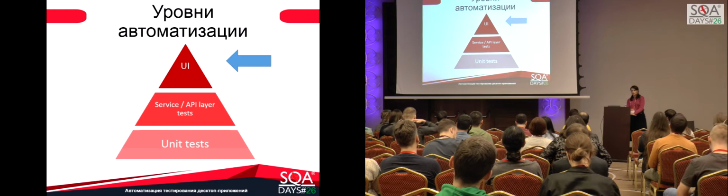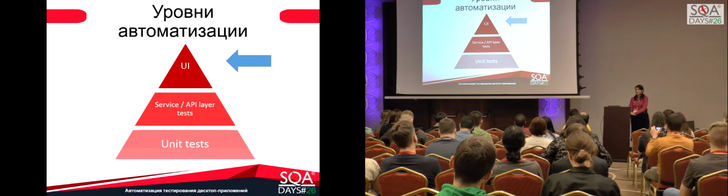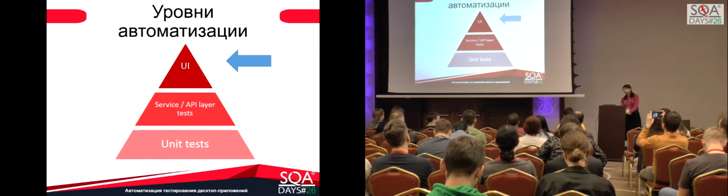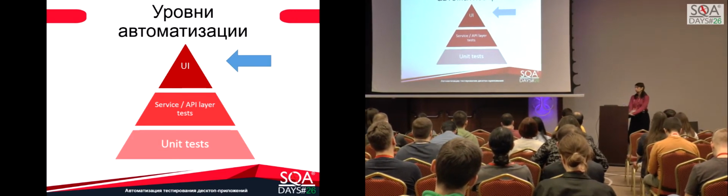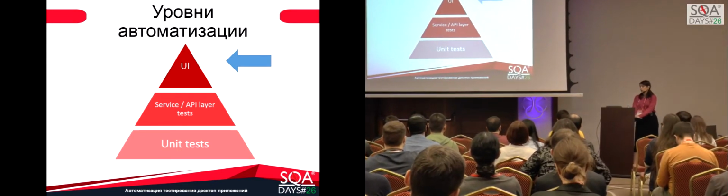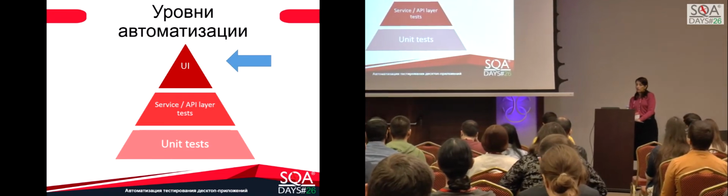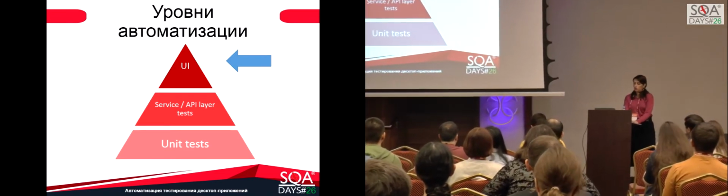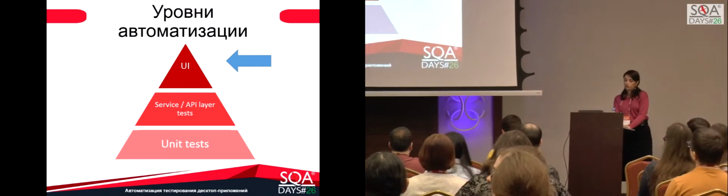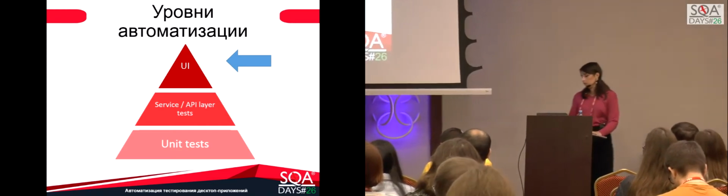I think all of you know what automation is. Some of you have maybe automated something, at least a web app. We'll start with levels of automation. Unit test is the basic level. Developers are usually responsible for it, and auto testers are usually responsible for the API layer and UI layer.